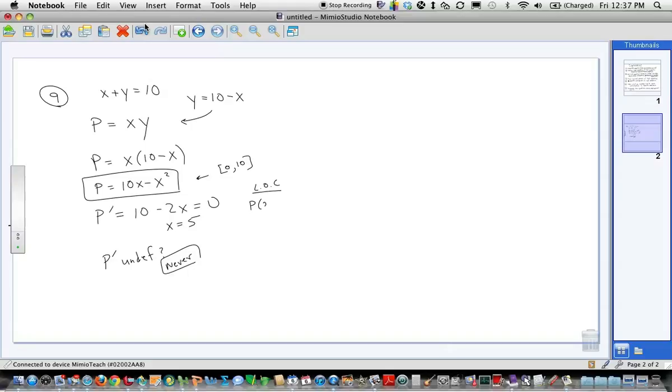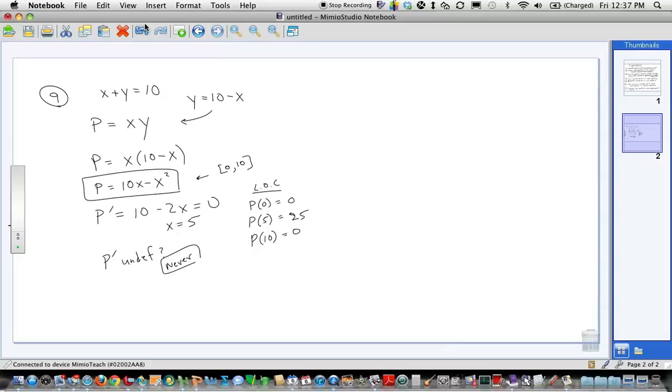P of 0, P of 5, P of 10. Which of course tells me where to plug it in. If I've written it properly, I put the 0 in, I get 0. I put a 5 in, I get 50 minus 25. And I put a 10 in, I get 100 minus 100, which is 0.